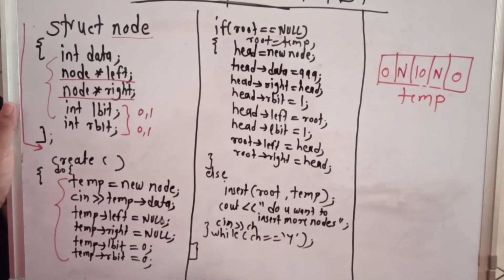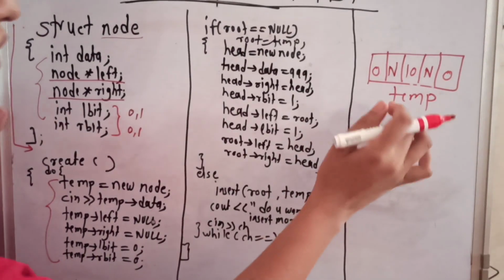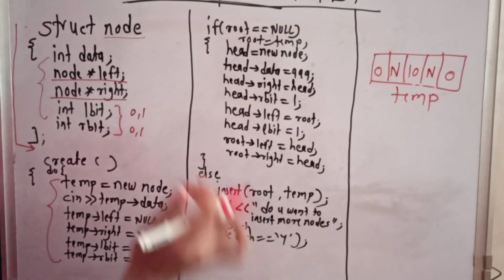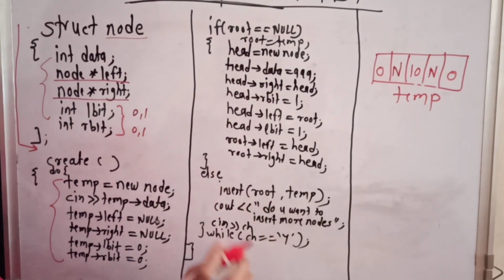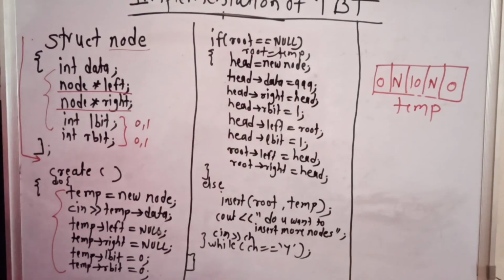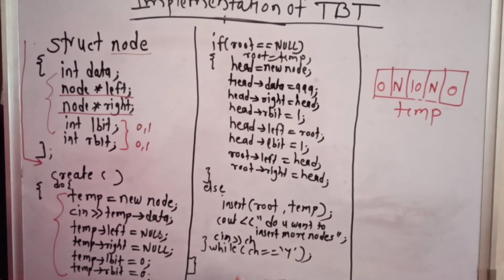Now after this, what we have to do is attach this node as the root node in the tree. If you see the next part of the code, first I am going to test the condition: if root is equal to null. What is the meaning of this?